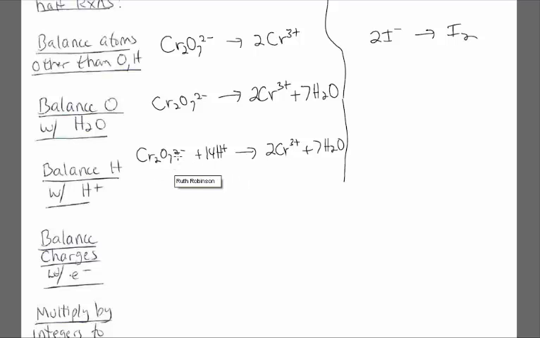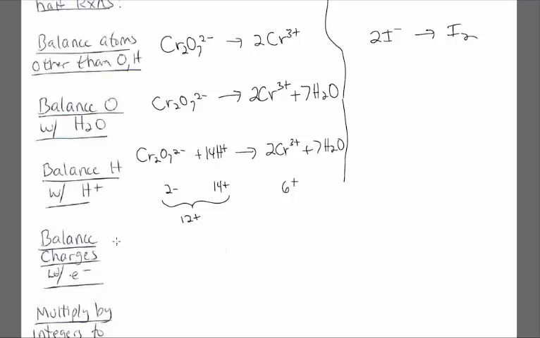We have 2 minus charge here, 2 minus there. Here we have 14 H pluses, so we have 14 plus on this side, which means on this side overall we have 12 plus. On this side we have 3 plus and we have 2 of them, so we have 6 plus. In order to balance with electrons, we'll have to add it to this side because this is more positive, and we're going to need to add 6 electrons in order to make it equal to the 6 plus here, to take 12 plus down to 6 plus.